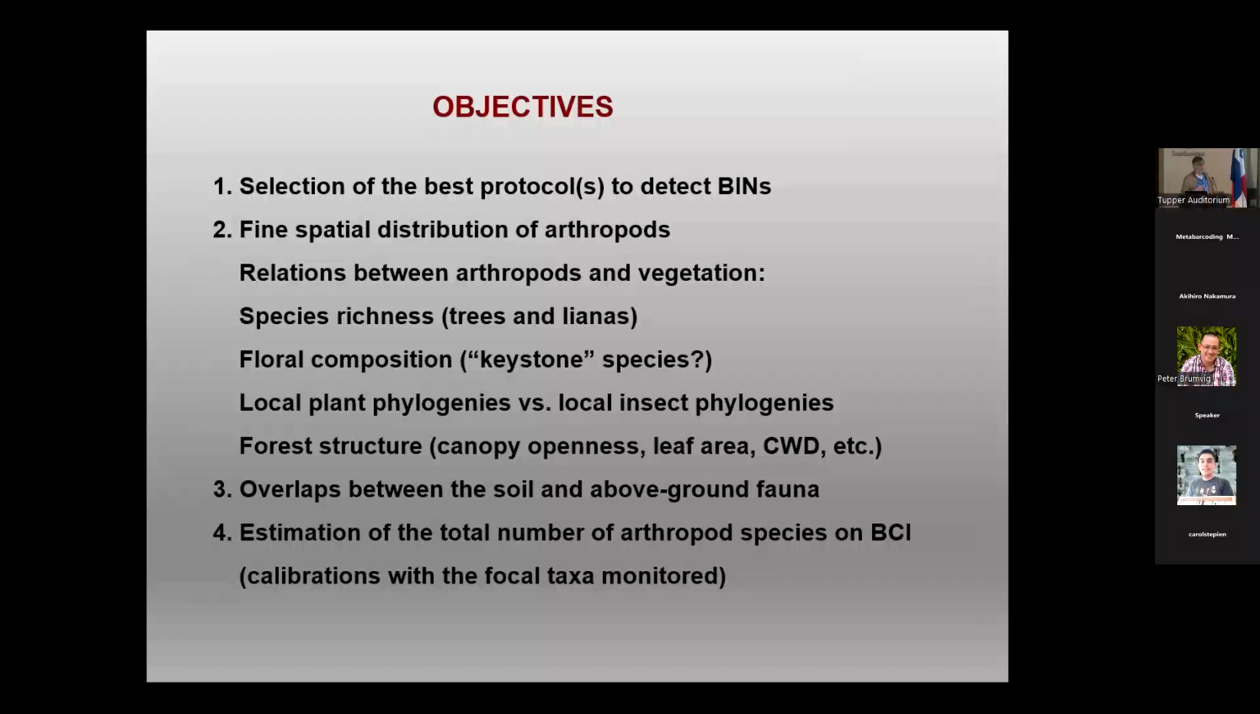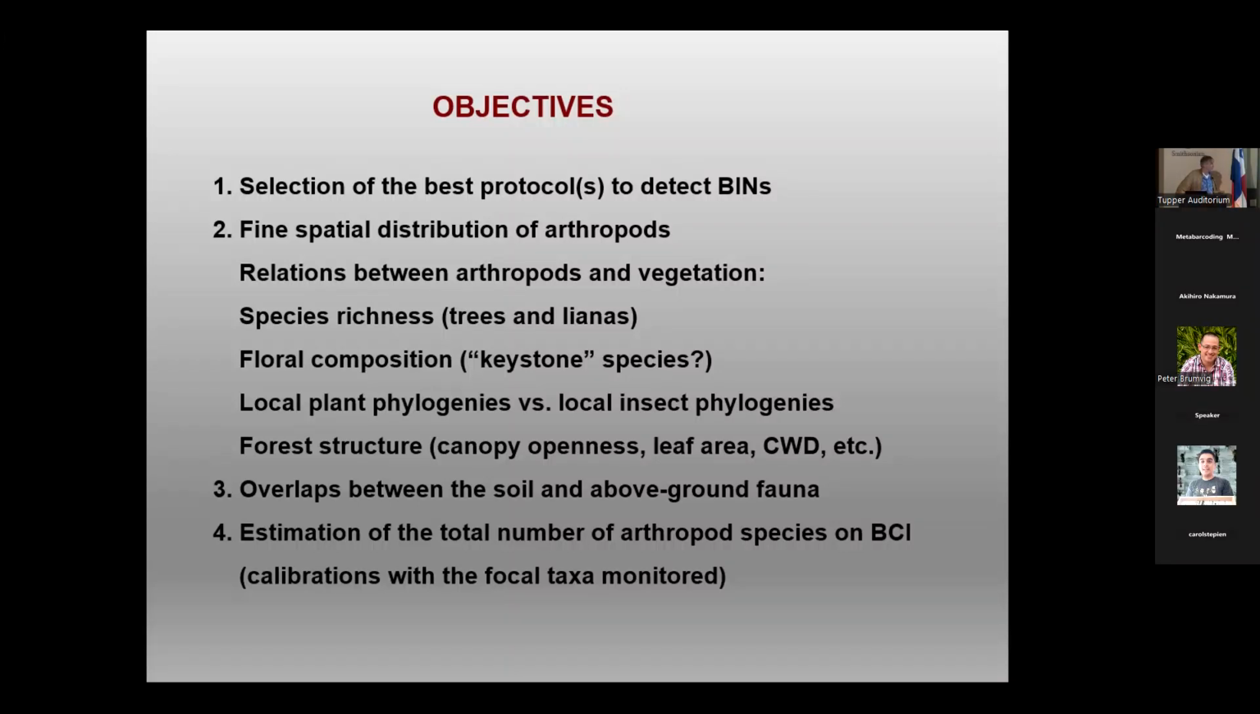We are really interested in the fine spatial distribution of those insects in the plot, in the forest. So that means looking at the relation with the vegetation, not only the species richness of the trees, but also the lianas. We're interested in the relation with the composition, what you have in terms of vegetation in the plot, for example, to see whether any kind of tree species might have some predominant effect on the arthropod fauna. We're going to look at the local plant phylogeny versus the insects. And we're also interested in the effect of the forest structure. That's the LiDAR data: the total leaf area, the CWD, the coarse woody debris, that's the dead wood, the dead standing or lying wood in the plot, and then the canopy openness, of course, among other variables.